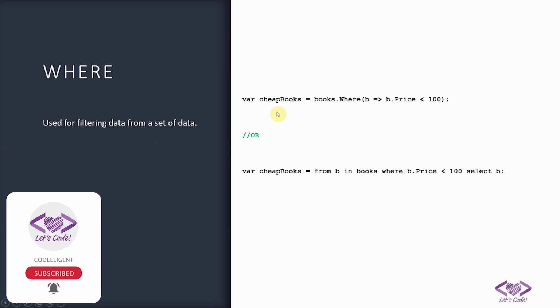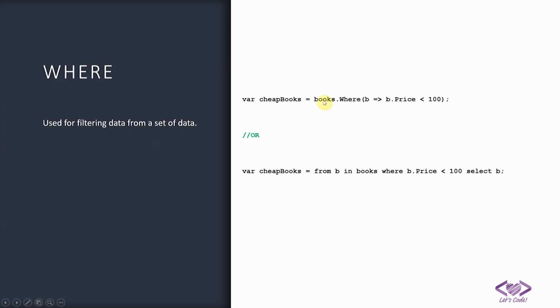You can see on the right side the code, wherein books is a collection of books, where you can say dot where, and using the lambda operator you can mention the condition. Here I have mentioned dot where b, lambda operator, b dot price less than 100. What it will do is loop through the books collection, go through each object and check whether b dot price is less than 100. If this condition is satisfied, that book item will be added into a separate list, and finally the list will be returned as an output.